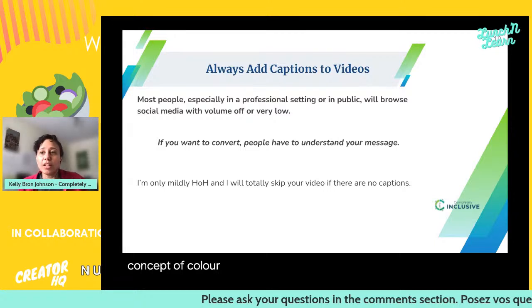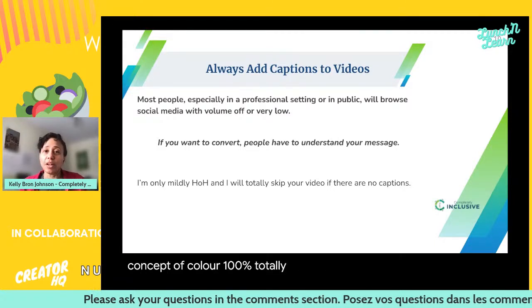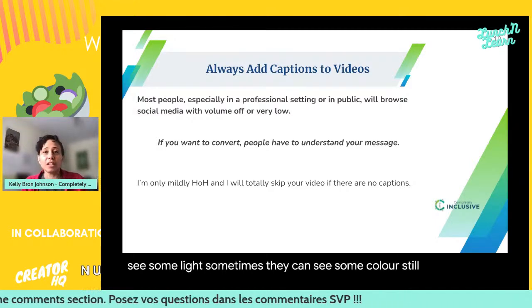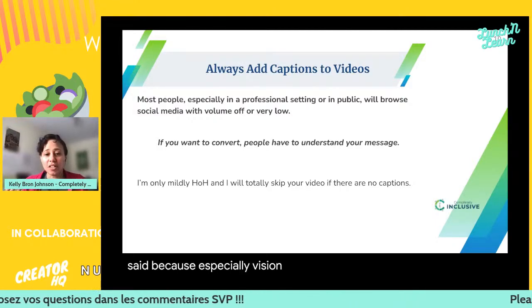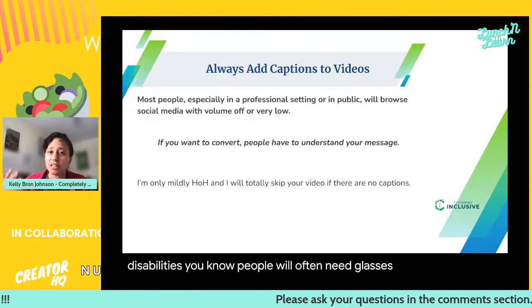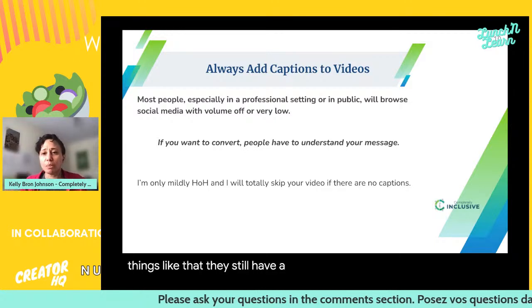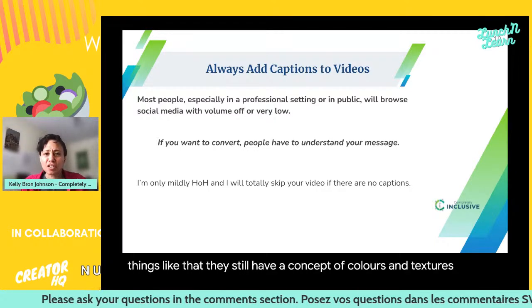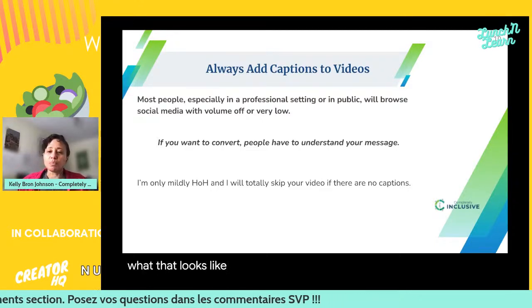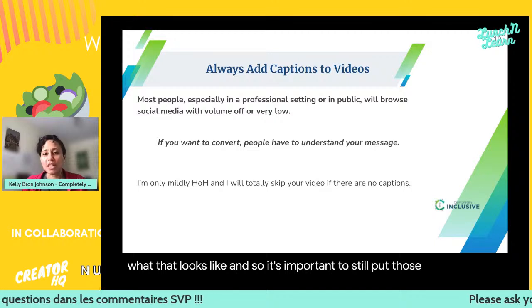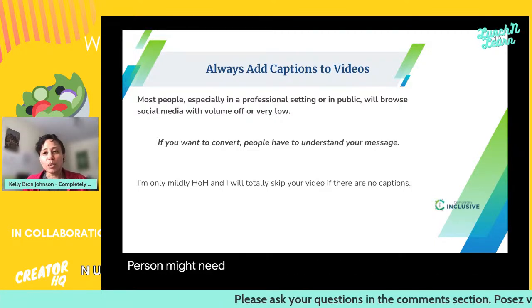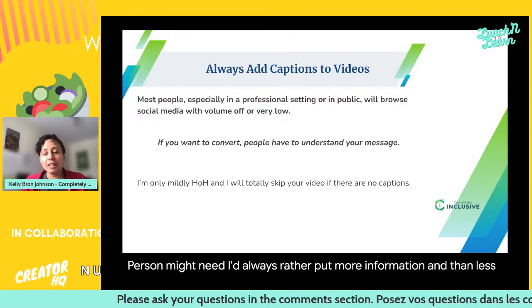And most people who are blind are actually not 100% totally blind. They have some aspects. They can see some light. Sometimes they can see some color still. And again, because vision loss is one of the most common acquired disabilities, people will often need glasses later in their life, things like that. They still have a concept of colors and textures and the description. If you describe a particular flower, they're going to know what that looks like. So it's important to still put those aspects in. Don't make assumptions about what a person might need. I'd always rather put more information in than less.